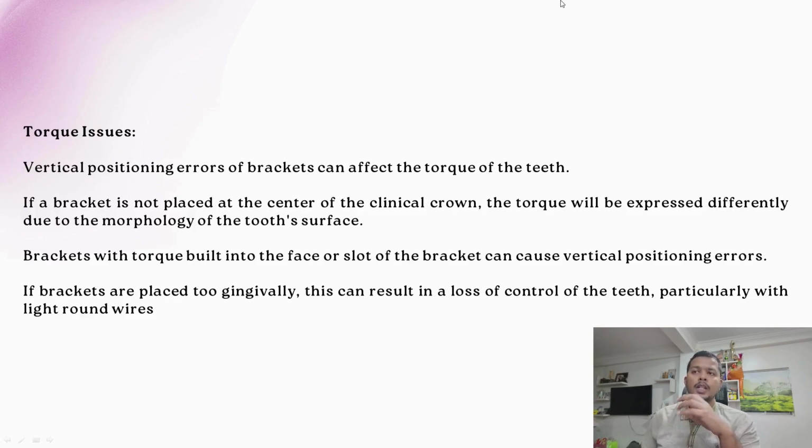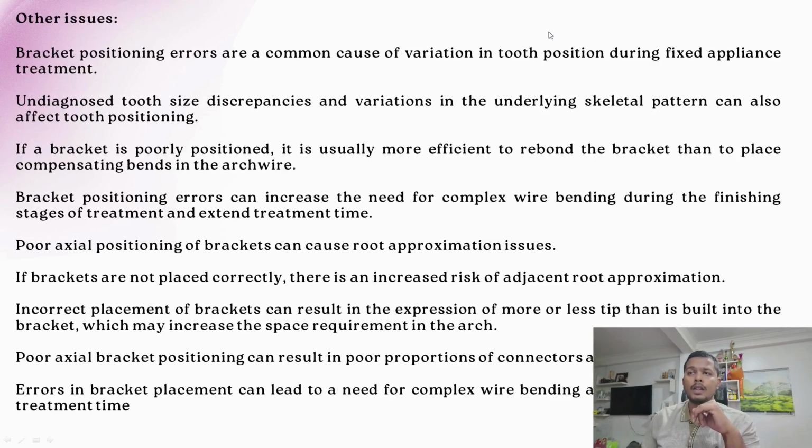So what about the torque issues? Vertical positioning errors can affect the torque of the teeth. Like I said before, if the bracket is placed too gingivally or too incisally, the torque changes. If a bracket is not placed at the center of the clinical crown, the FACC, the torque will be expressed differently due to the morphology of the tooth surface. Brackets with the torque built into the face or slot of the bracket can cause vertical bracket positioning errors. If brackets are placed too gingivally, this can result in loss of control of the teeth, particularly with light round wires.